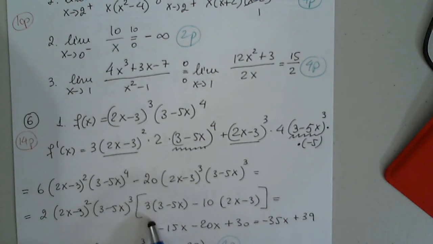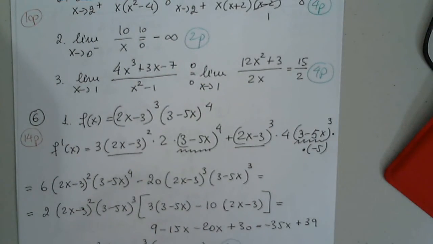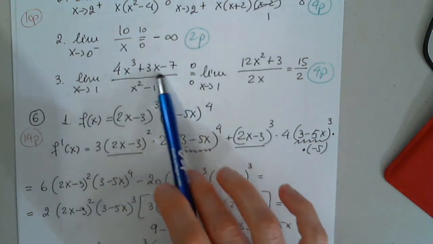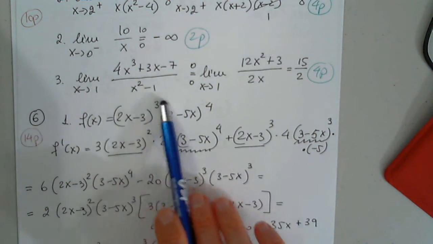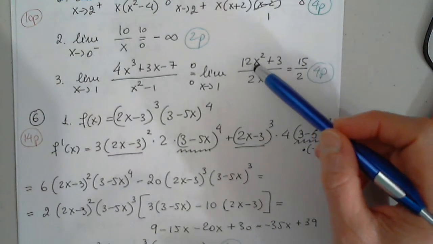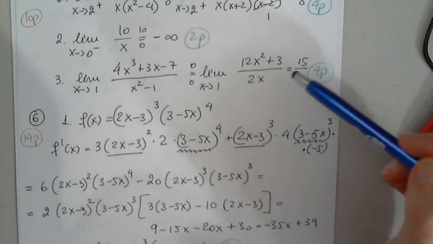Last limit, I see when I plug in 1, I get 0 over 0, so I will be using L'Hopital's rule. The numerator differentiated is 12x squared plus 3. The denominator differentiated is 2x. I continue plugging it in, and I get 12 plus 3, which is 15, divided by 2, 15 over 2.